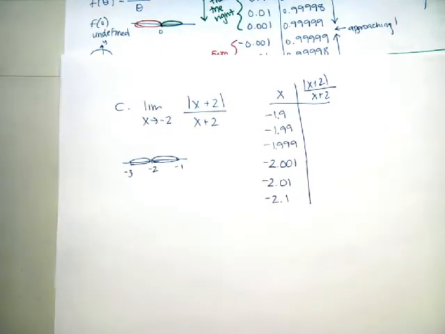I generally use 3 values from the right, 3 values from the left. I recommend that you use at least 2 values from the right and 2 values from the left. Definitely don't just do 1. It's not going to give you a picture of what you need. So I like 3, but you should do at least 2.